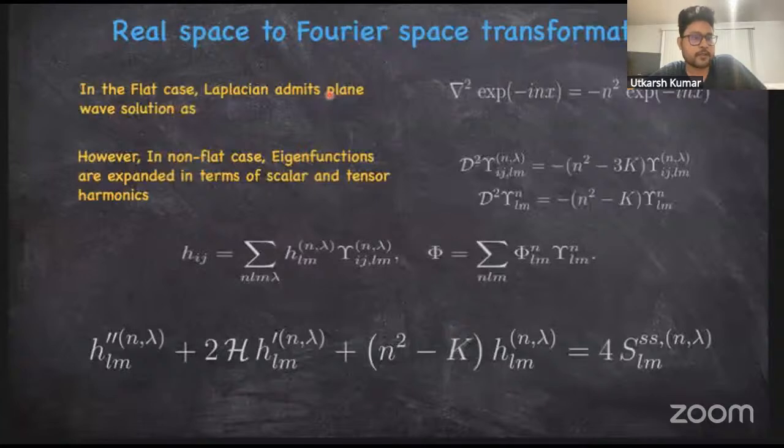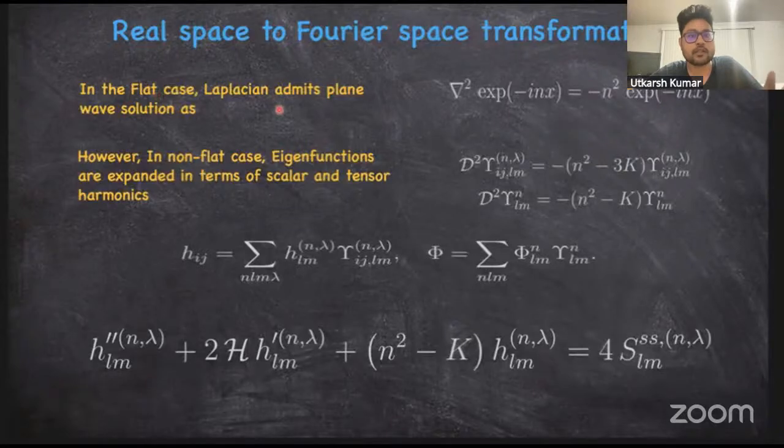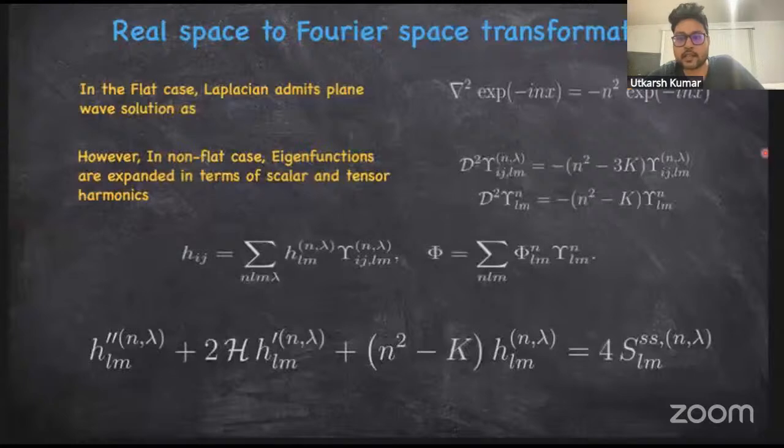To go from real space to Fourier space, one often uses the Fourier transform, because we know that in flat space the Laplacian admits plane wave solutions, which follow a simple eigenvalue problem. But things are a bit tricky in the non-flat case, as the eigenfunctions of the Laplacian cannot be expanded as exponential plane wave solutions. Here they are expanded in the scalar and tensor harmonics.